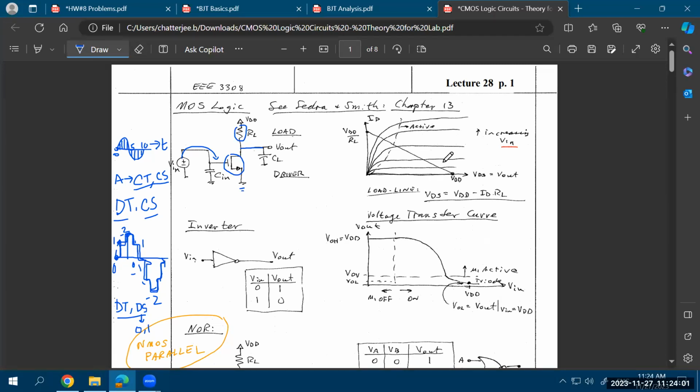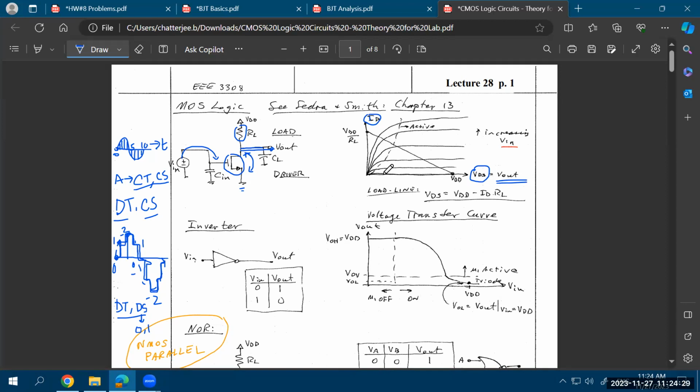Now, if you draw the operating curves of this particular circuit, let's say you just want the ID versus VDS characteristic. Let's call VDS, the drain to source voltage, your output voltage, because the output is also taken at the drain terminal while your source terminal is grounded. So VDS is equal to your V out.